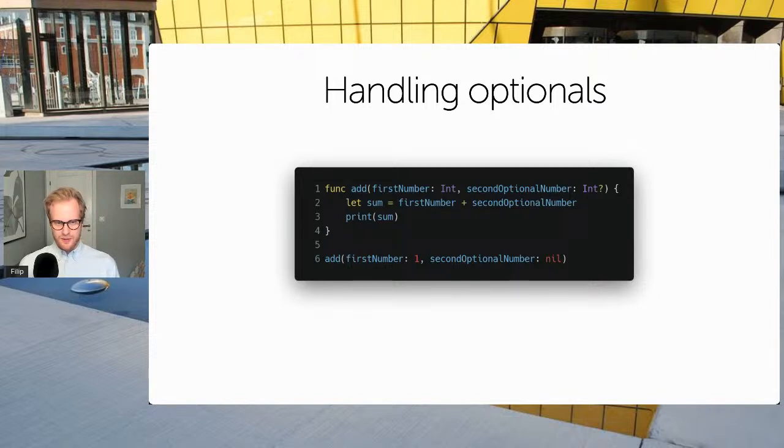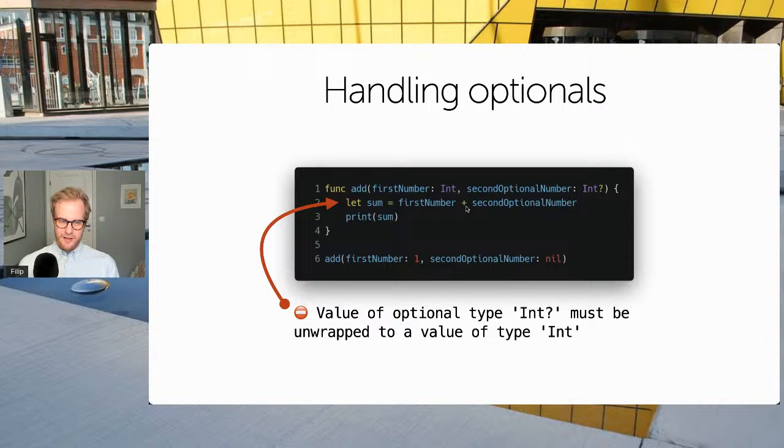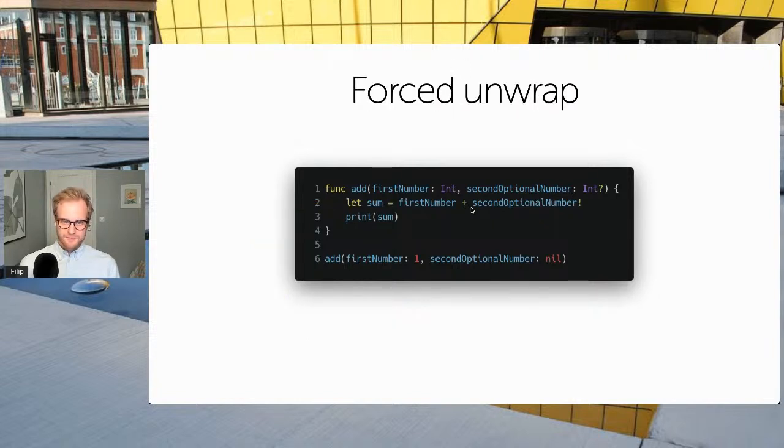You say add, and you put in 1 here, and then you send in nil. In some languages, nil might be interpreted as 0, but in Swift, this would get you a compile time error because the value of optional type Int? must be unwrapped to a value of integer to actually perform this addition operator. So let's look at how that can be done.